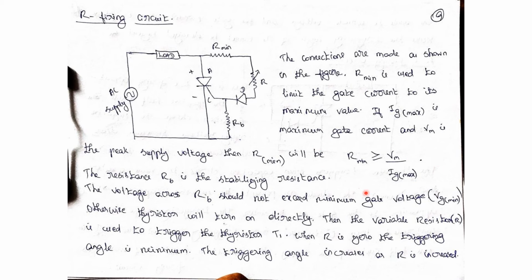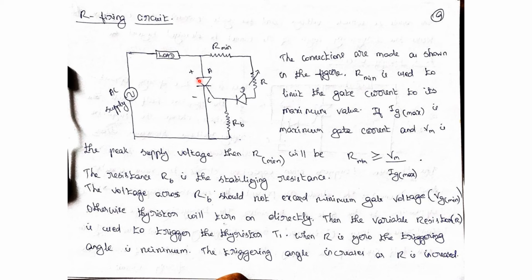Okay, this equation we got is based on Ohm's law. The resistance Rb is the stabilizing resistor. Okay, this variable resistor R is used to trigger thyristor T1. This R is used to trigger thyristor T1.